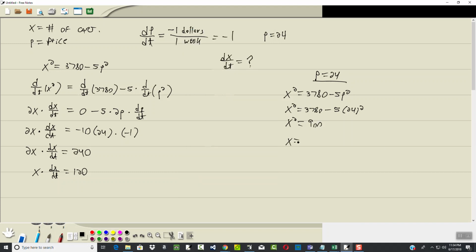If I drop the squared and put a square root on the other side, normally we'd put a plus or minus, but we can't have a negative number of cartridges. So that's why I just keep positive. And 30 times 30 is 900, yeah. So that's 30. So if I put 30 over here, 30 times dx/dt, and if I divide both sides by 30, that's going to give me my answer of 4.